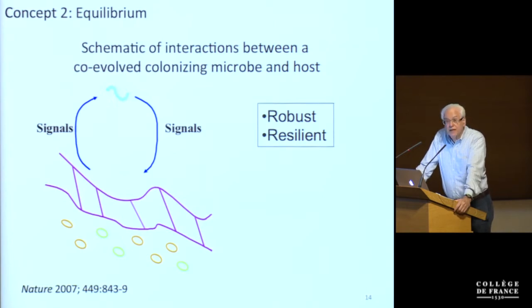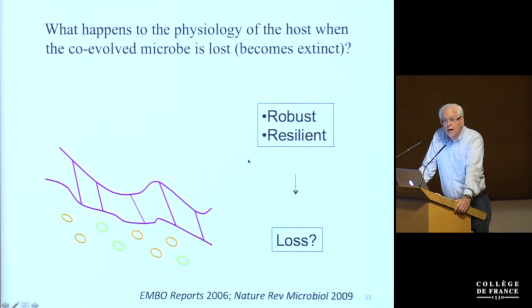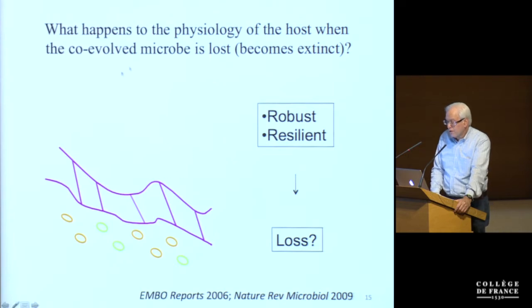Second is a concept of equilibrium and interaction. This is from work I did with Denise Kirschner, a mathematician. Our idea of co-evolved colonizing microbes and their host is that they are interacting, in which the microbe is providing chemical and physical signals. They are talking to the host, and the host is conversing back via the same parallel kinds of signals. We've modeled this as a dynamic equilibrium. Denise has shown that it is robust and resilient. And what I want to talk about today is what happens to the physiology of the host when the co-evolved microbe is lost, when it becomes extinct.